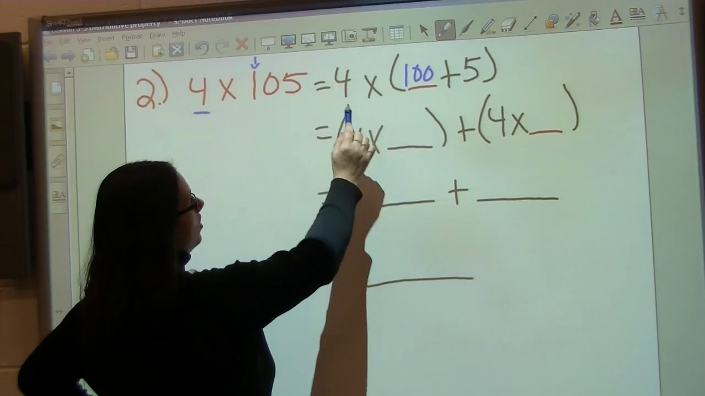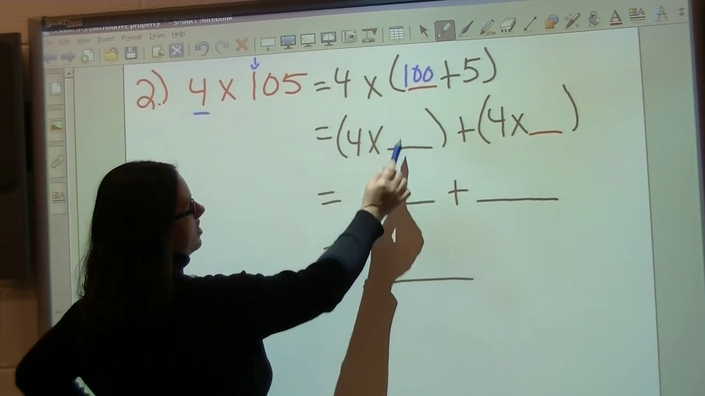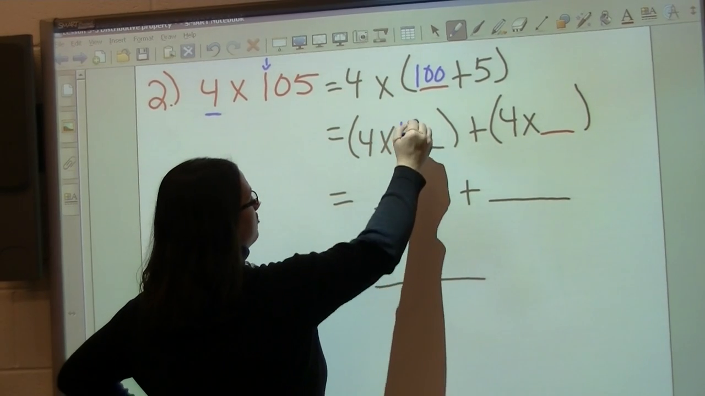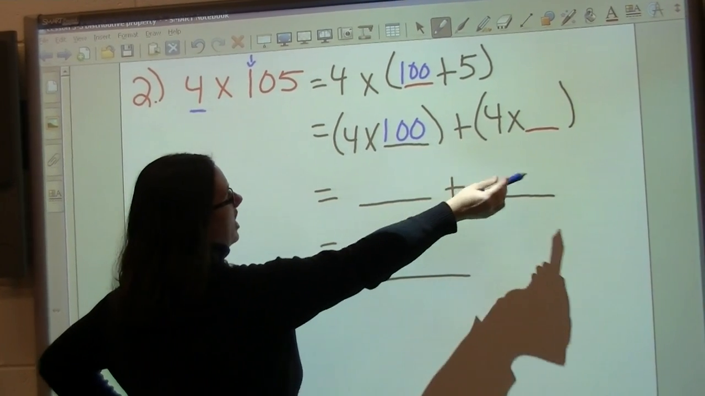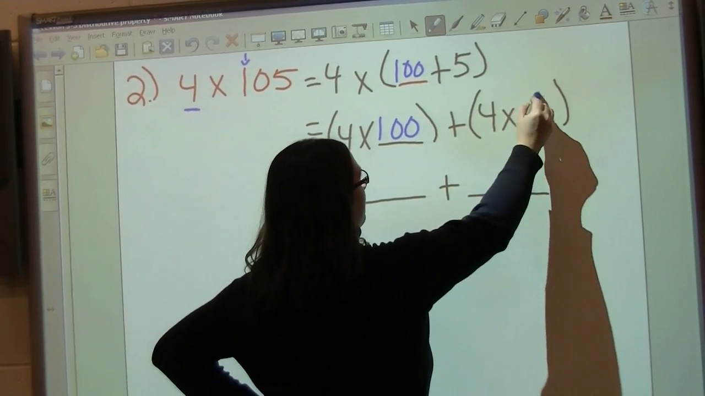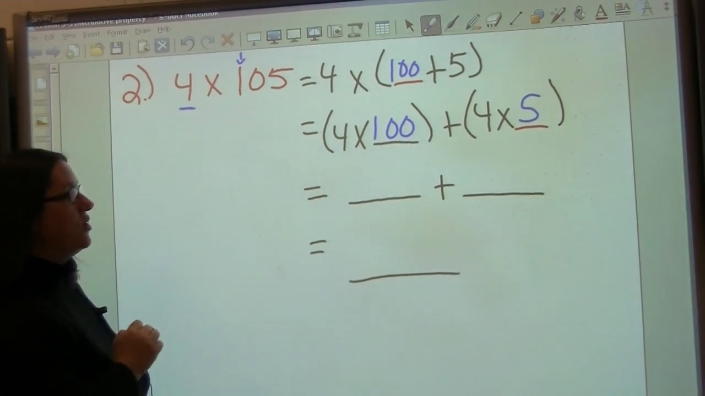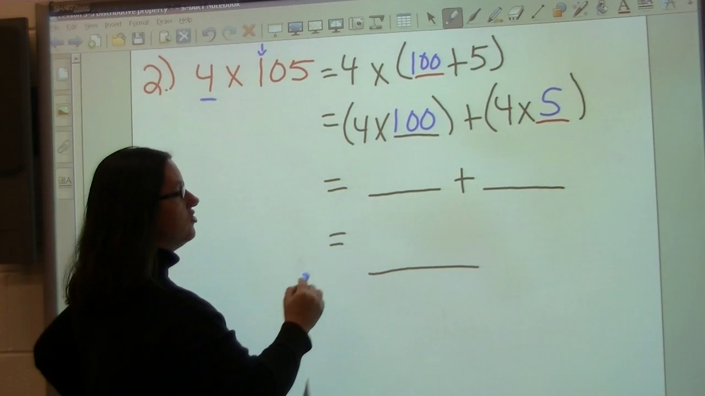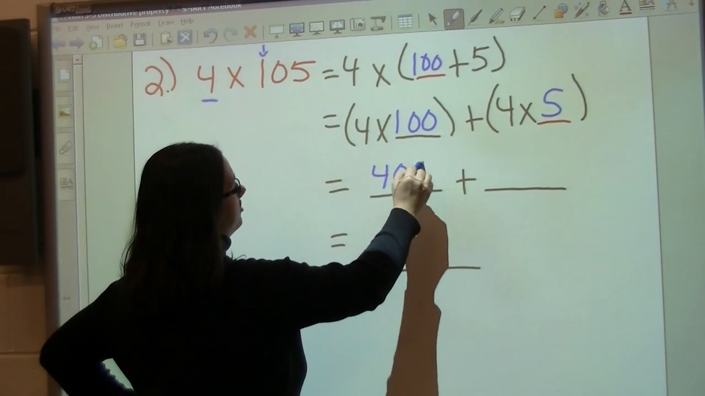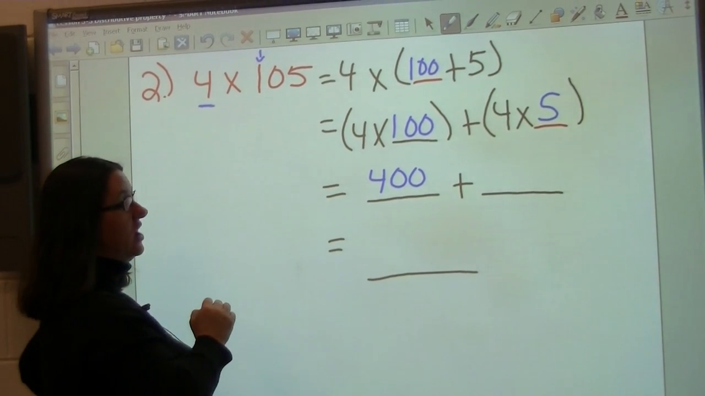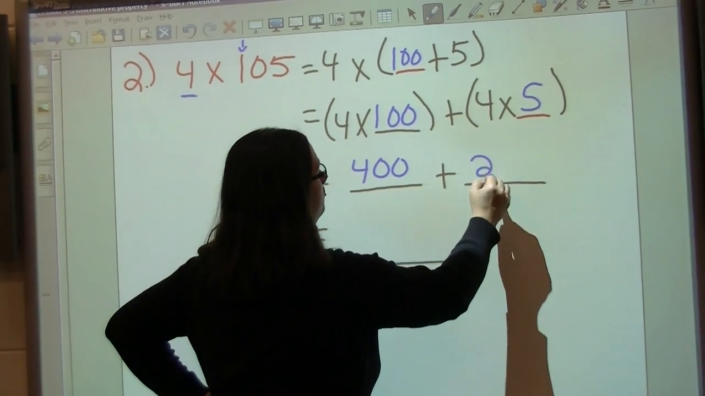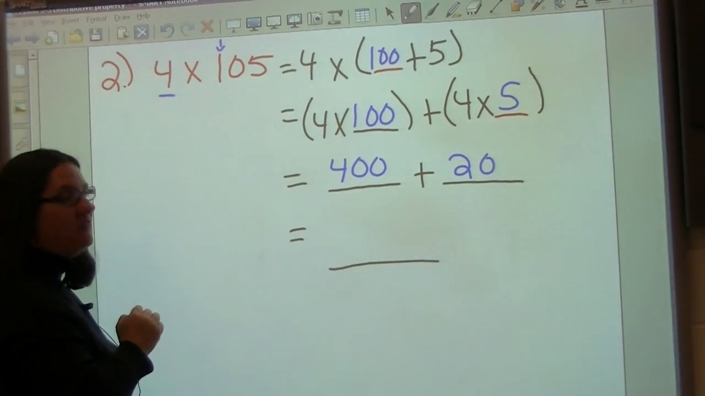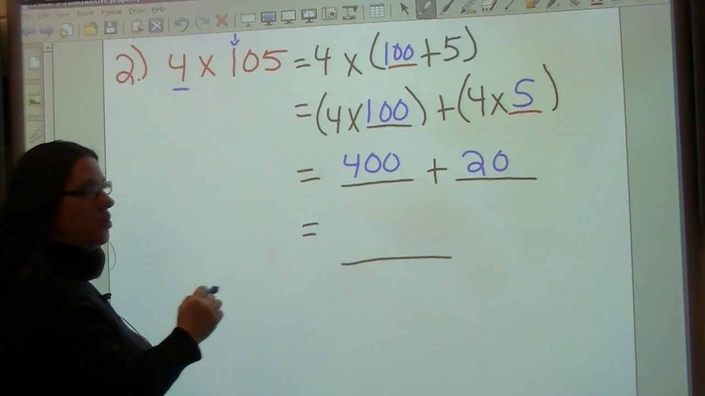Our first one will be, what is 4 times, what's going to fit in here? What's our first number? 100. Good. Times 4 times, what's our second number? 5. Okay, now we may break it down and do those multiplication problems. What is 4 times 100? 400. Good job. And what is 4 times 5? 20. Good. Now what we have left is 400 plus 20 to give me what?